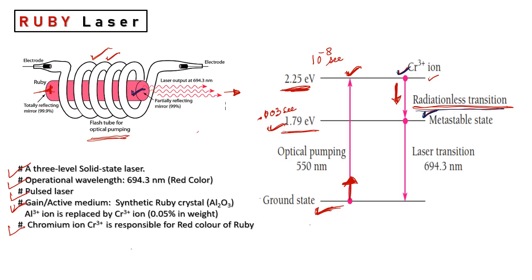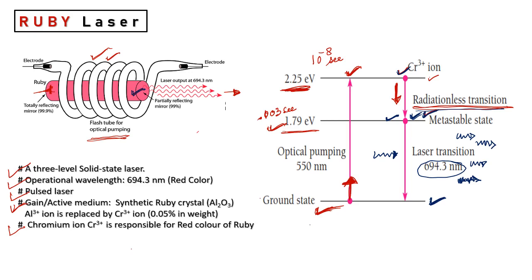And when the atoms are present here in the metastable state, we achieve the population inversion between the metastable state and the ground state. And once we achieve the population inversion, through stimulated emission we get more and more photons in the system, of the order of 694.3 nanometer, or 6943 angstrom.